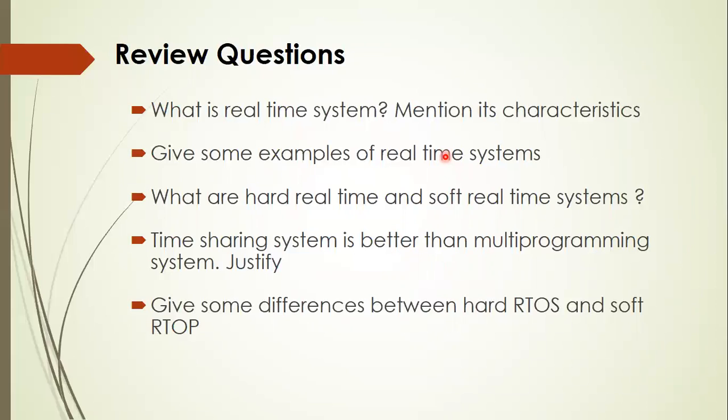What are hard real-time and soft real-time systems? Here you have to give the characteristics. In the case of a hard real-time operating system, the time constraint is a major point. In the case of soft real-time, every time constraint you cannot maintain. For some tasks, even if you don't reach the deadline within the time limit, nothing serious will happen in case of soft RTOS. Time sharing is better than multi-programming, justify. Actually, in this question, sometimes a real-time operating system also can be of time sharing type.